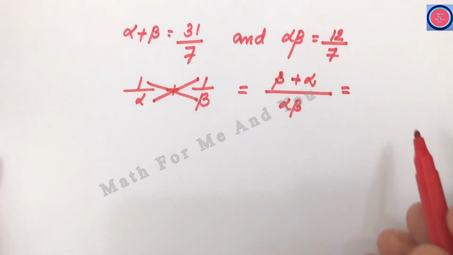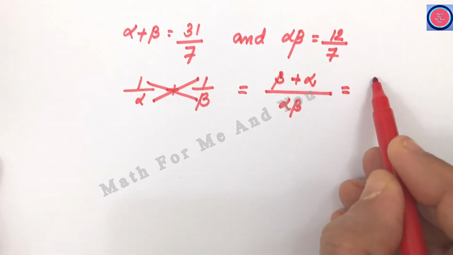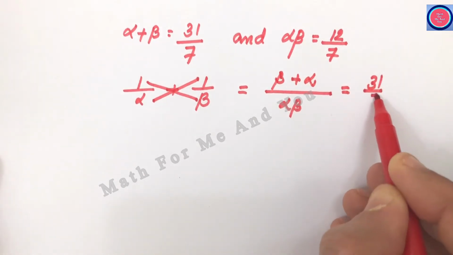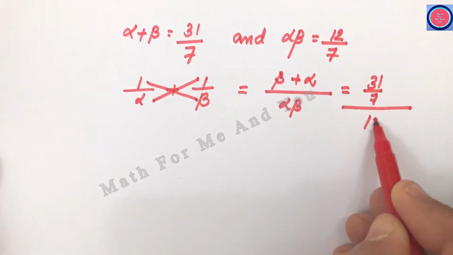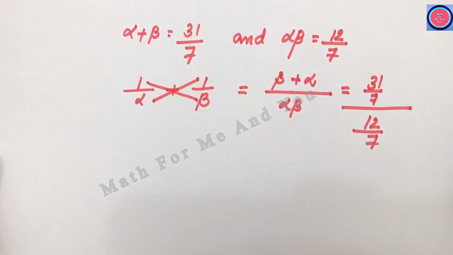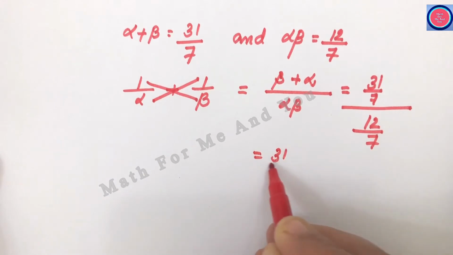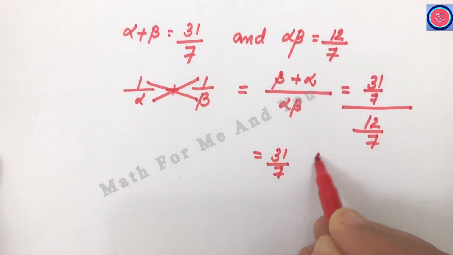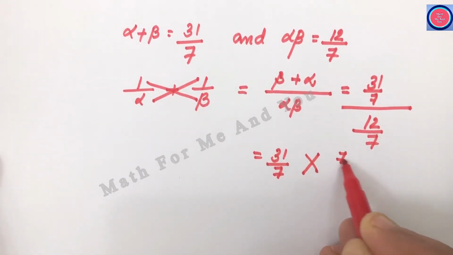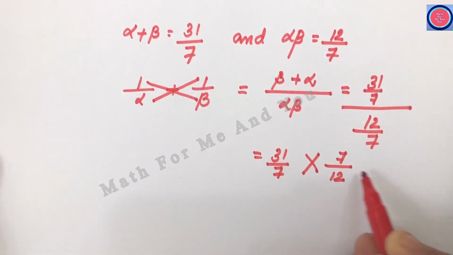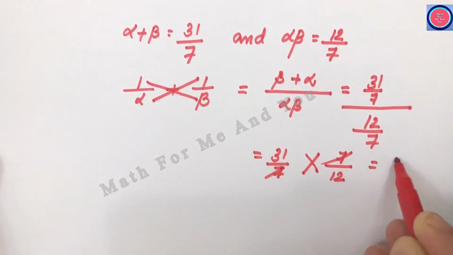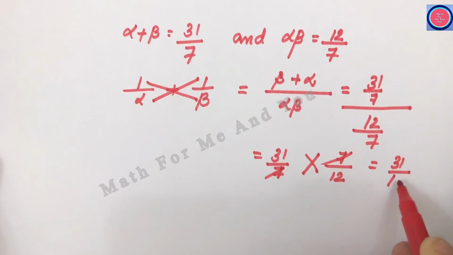Alpha plus beta is 31 by 7, that is the numerator, divided by alpha beta, which is 12 by 7, that is the denominator. Here two fractions are to be divided. Write the first fraction, 31 by 7, as it is. Division changes to multiplication. For the second fraction, write the reciprocal: 12 by 7, we are writing 7 by 12. 7 and 7 we can cancel. So the result we are getting is 31 by 12.